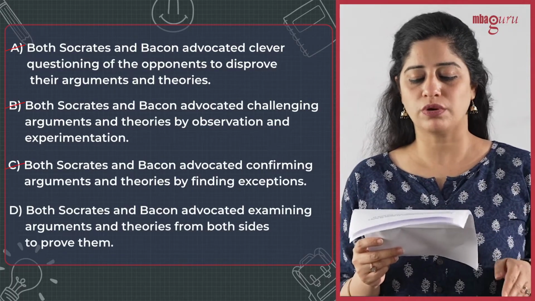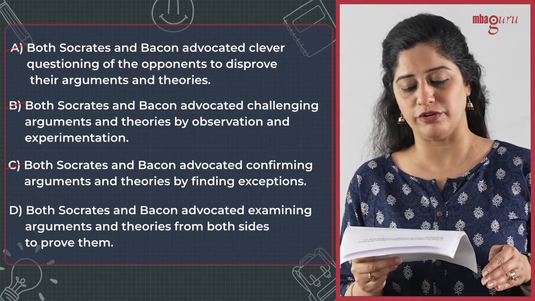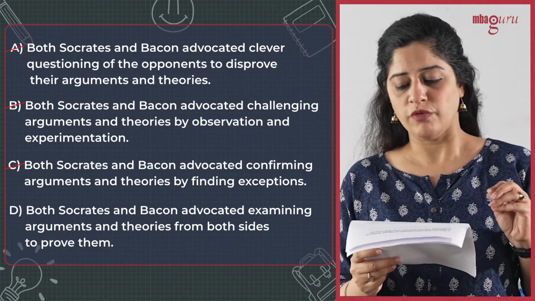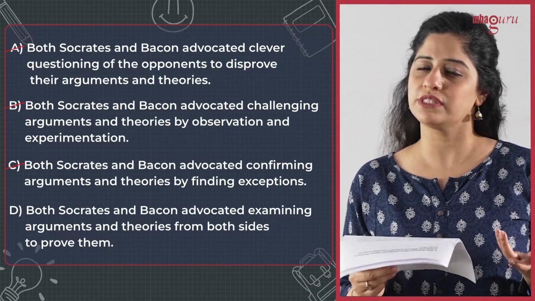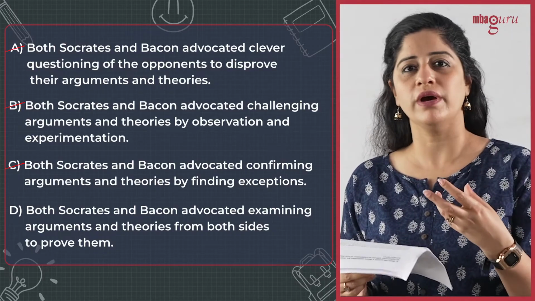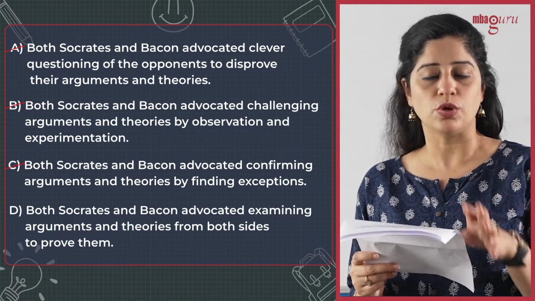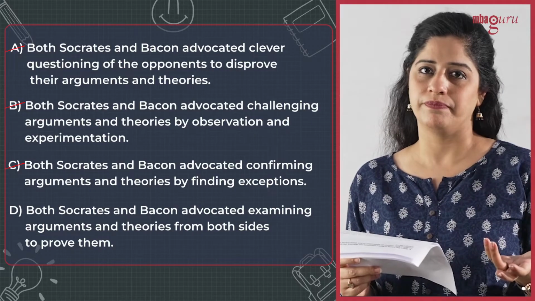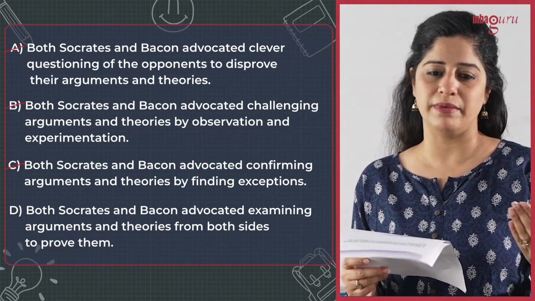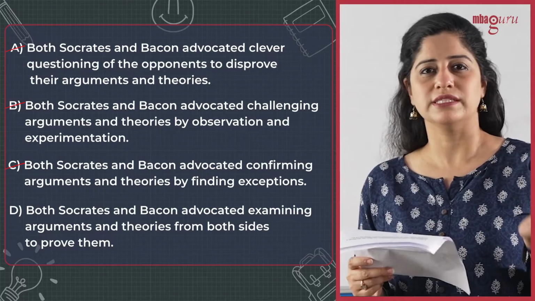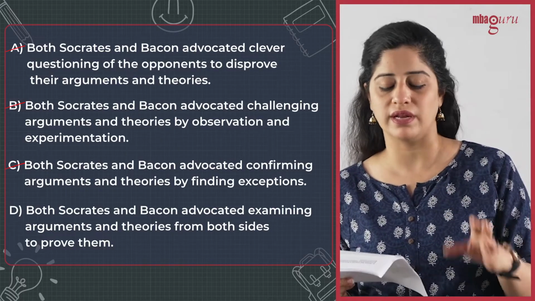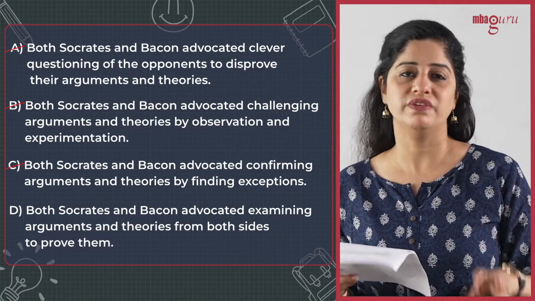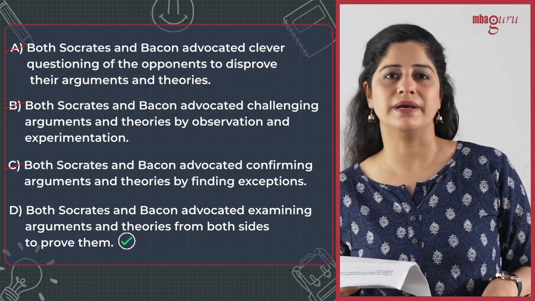Option D. Both Socrates and Bacon advocated examining arguments, which is questioning also, and theories from both sides to prove them. What does that both sides mean? That please do not go ahead and just prove that it's right. The Socratic method or the Bacon method said that you also have to counter them. You don't just go and examine and prove that this is right. It says prove करना उतना ज़रूरी है जितना disprove करना है. वो जो central essence है इस वाली बात का वो सिर्फ D में capture हुआ है. Therefore, D becomes the answer.